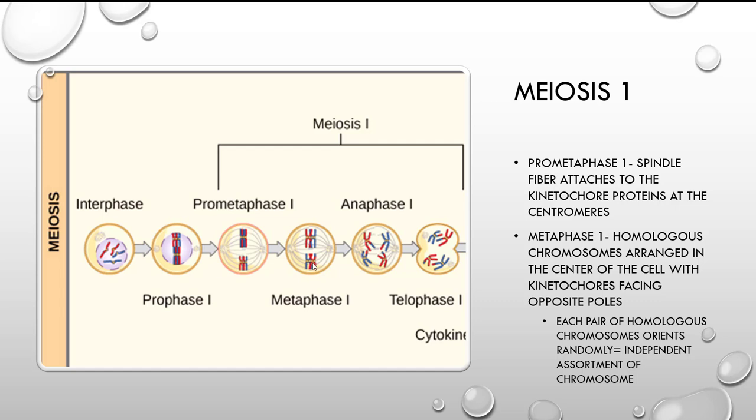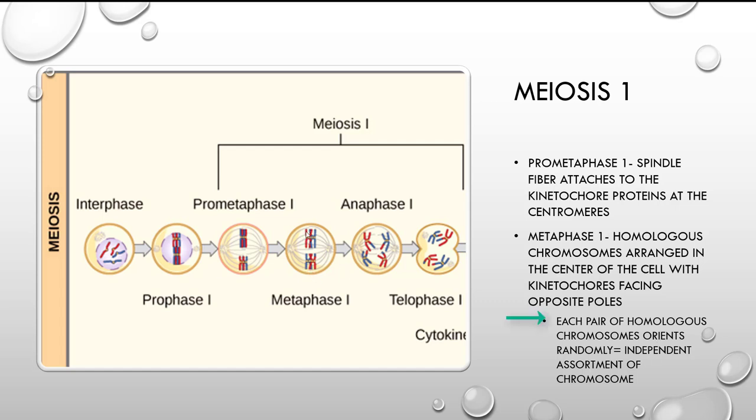The only real difference here between metaphase part 1 and metaphase in mitosis is that they're aligned by their homologous pairs. Okay, so you can see them lined up as a tetrad, as their homologous pairs. They're not lined up just as a bunch of X's down the middle. You see them as side-by-side X's, as homologous pairs. And the way that they're lining up, it's completely random.